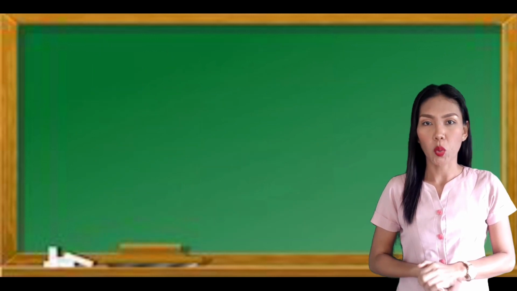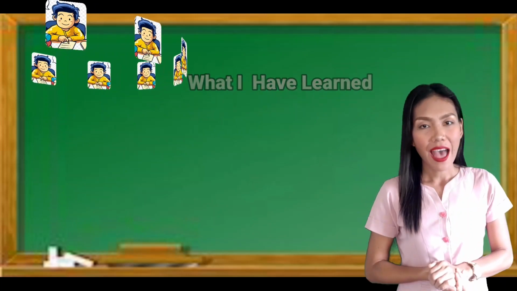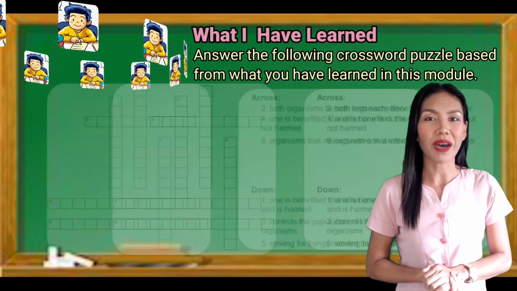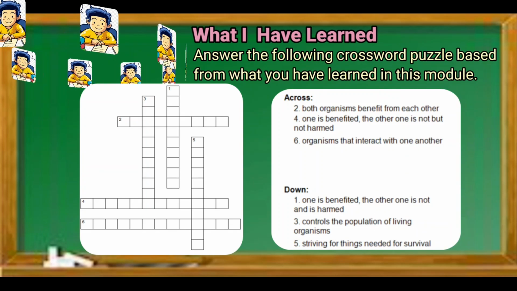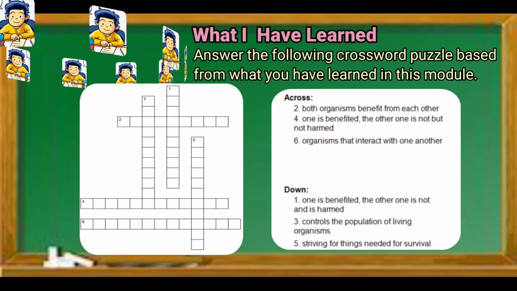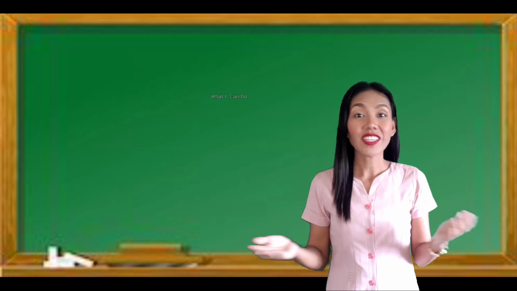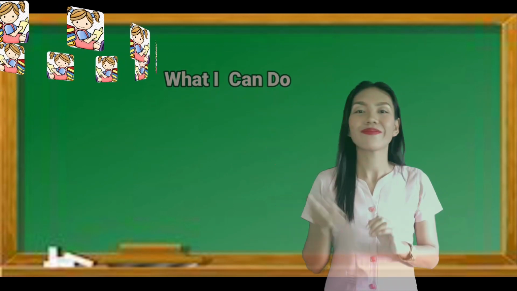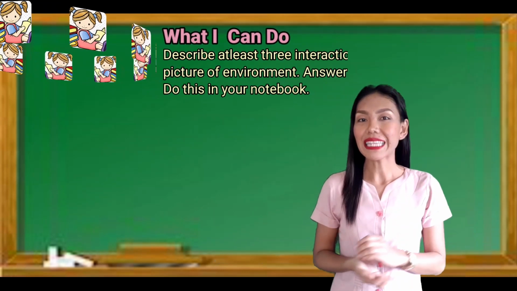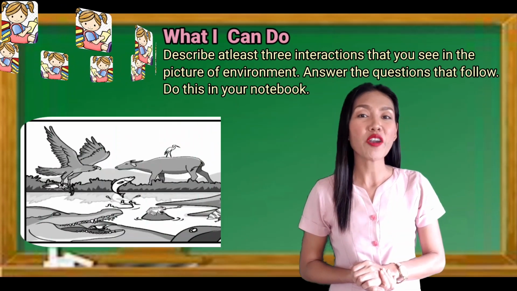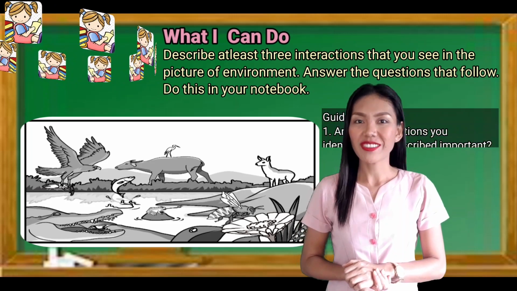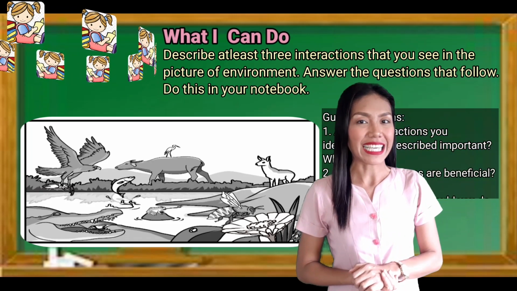Now let's move to what I have learned. Answer the following crossword puzzle based from what you have learned in this module. Next is what I can do. Describe at least 3 interactions that you see in the picture of environment. Answer the questions that follow. Do this in your notebook.